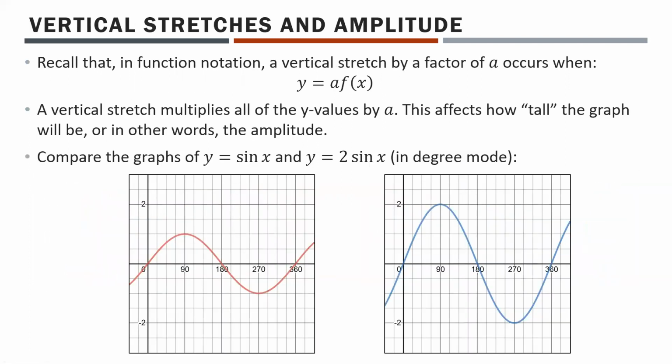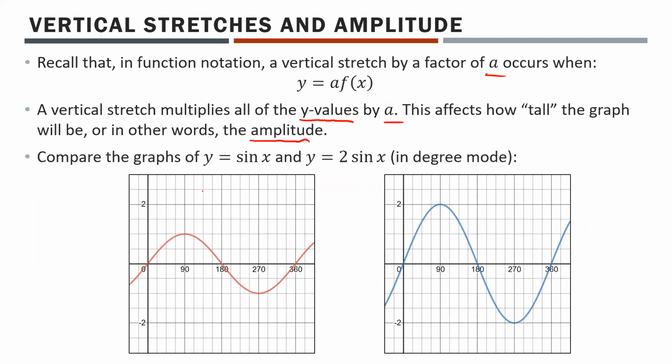Now, we're going to start talking about vertical stretches and amplitude. There is a direct connection between these two. I want you to recall, this is from the very beginning of this year, that in function notation, a vertical stretch by a factor of a occurs when you have y equals a times f of x. A vertical stretch multiplies all of your y values by that a value. So in other words, this is going to affect how tall your graph is, or with trigonometric graphs, it's actually your amplitude, right? Your a value is your amplitude. And I think that's really convenient given that they both start with the letter A, as dumb as that sounds.